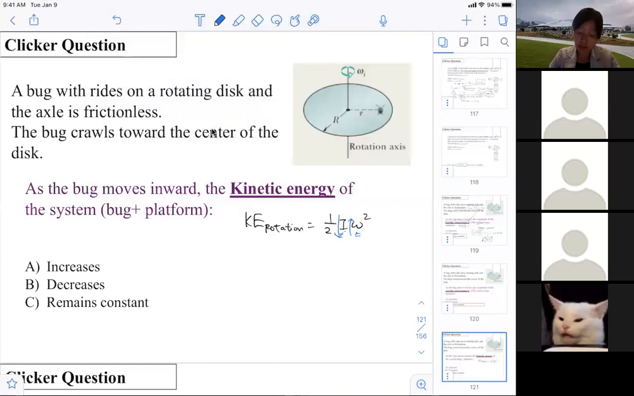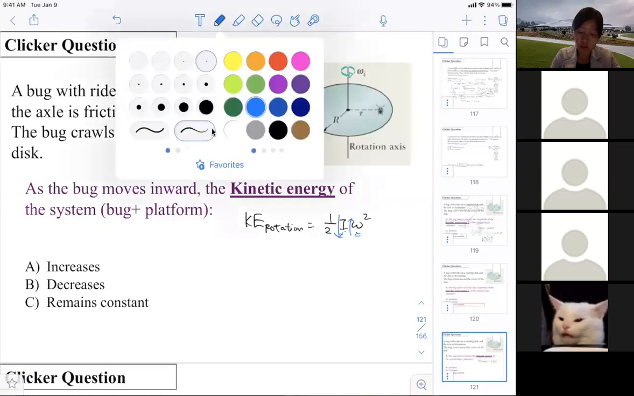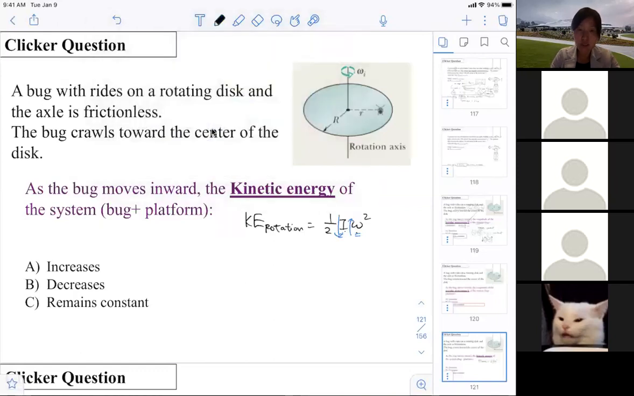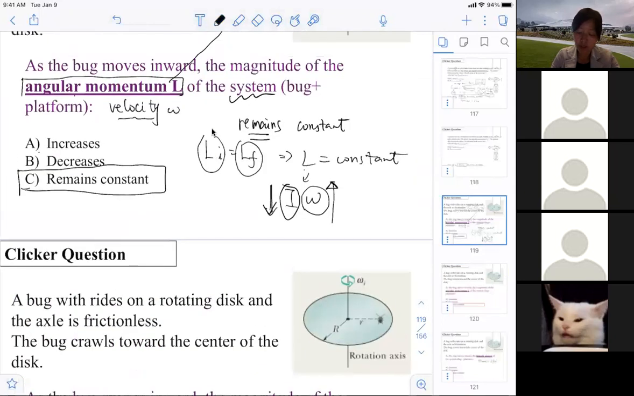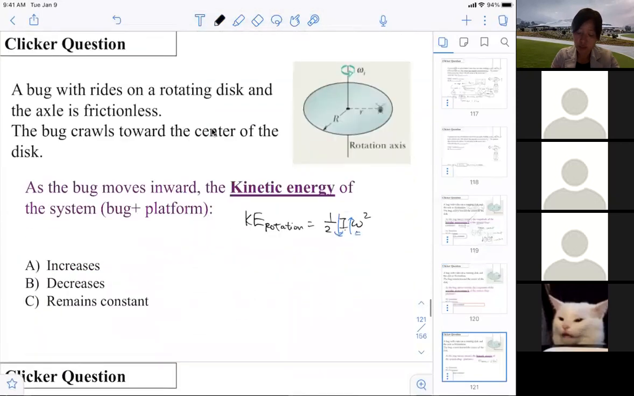But let's take a look. We notice that, well, how much does omega increase, and where does the omega increase come from? It's coming from I omega remaining a constant, because I omega is L, okay? So that tells you just how much omega increased. We just do a little trick by writing our I omega squared into I omega times omega. You know that I omega is our angular momentum, and that is constant. So that part doesn't change.